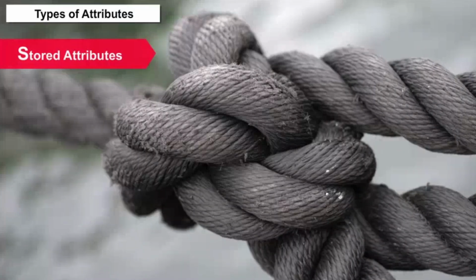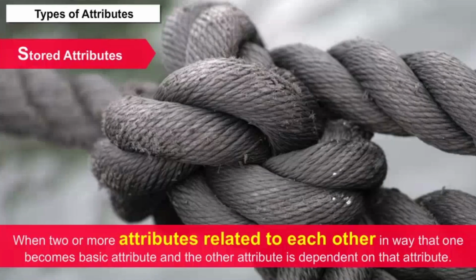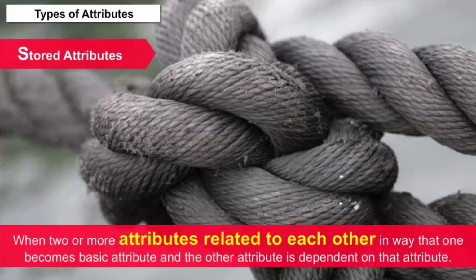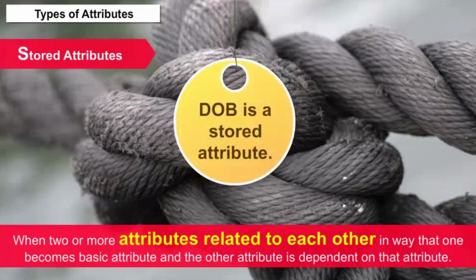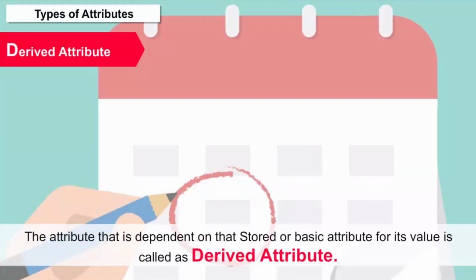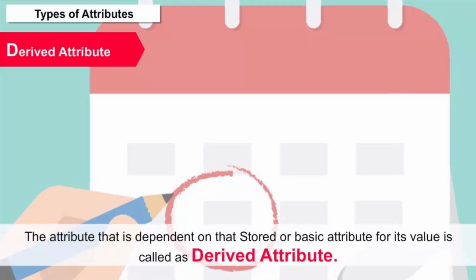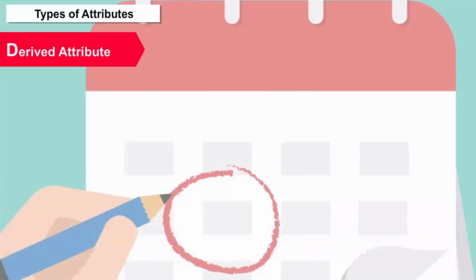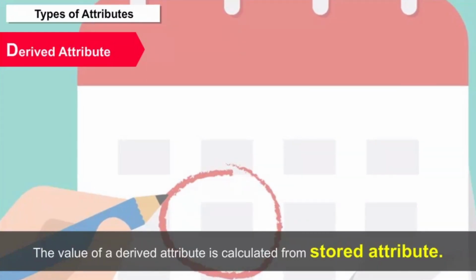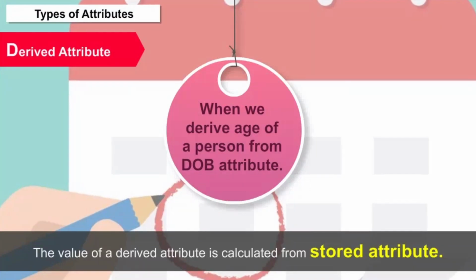Stored attributes. When two or more attributes are related to each other in a way that one becomes the basic attribute and the other attribute is dependent on that attribute. For example, DOB is a stored attribute. Derived attribute. The attribute that is dependent on the stored or basic attribute for its value is called a derived attribute. The value of a derived attribute is calculated from the stored attribute. For example, when we derive the age of a person from the DOB attribute.